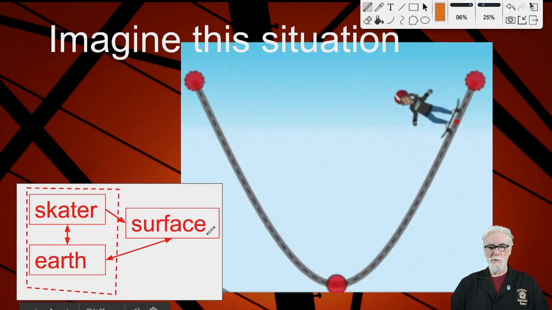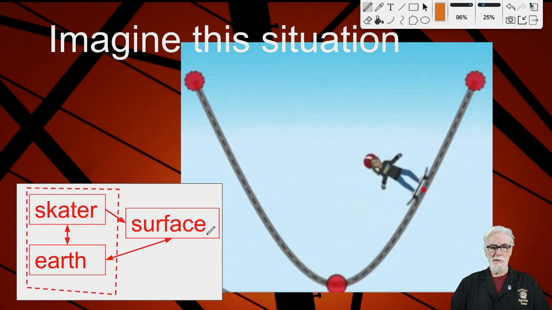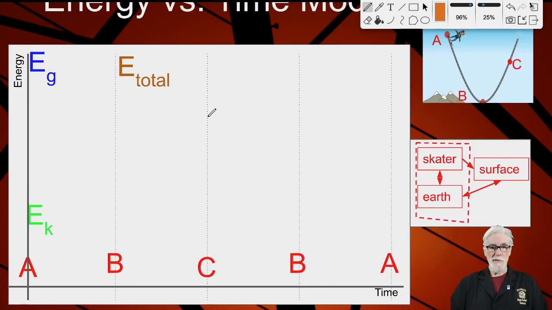Let's look at this more realistic situation. Here there's clearly friction because she's not making it all the way up to the same original height that she was before. Our system schema shows the surface of the half pipe outside the system. So this is now an open system. As we model energy storage on an energy versus time graph, how do we deal with this? First of all, what's happening over time is that she's losing energy across the system boundary.